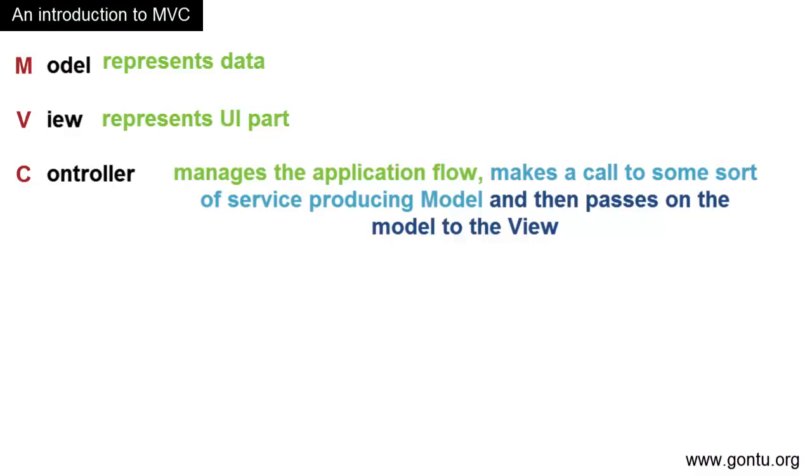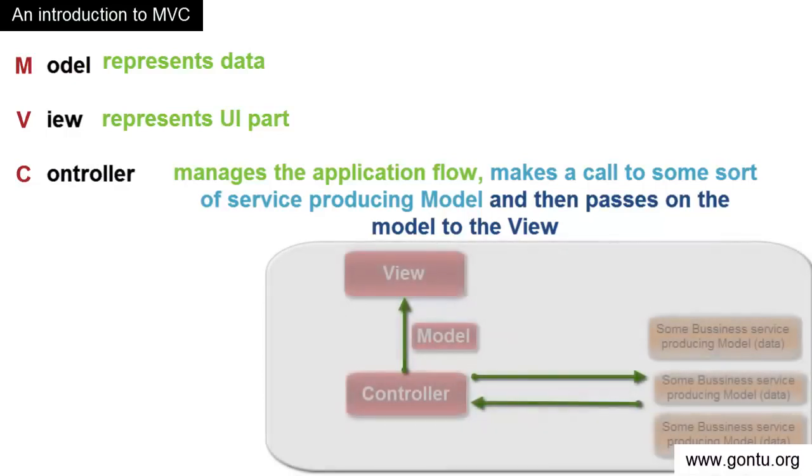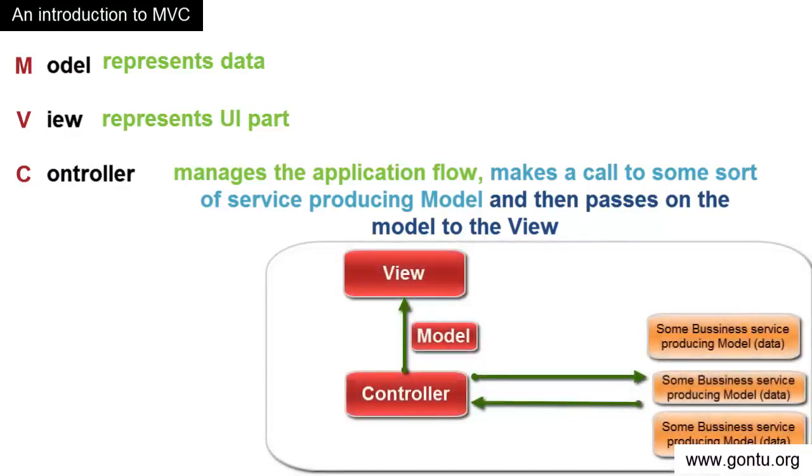So this is how the overall flow works. Request comes to the application, the controller analyzes it and makes a decision to call an appropriate business service to get the model. Once it receives the model from the business service, it passes on this model to the view component in order to form the final output or response which can be sent back to the client's browser.